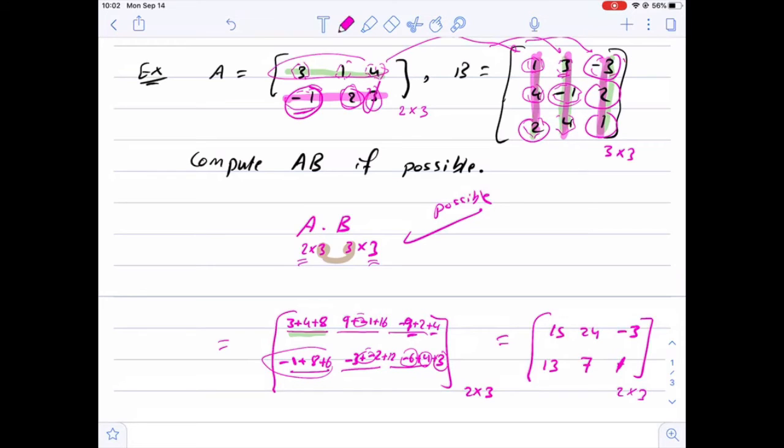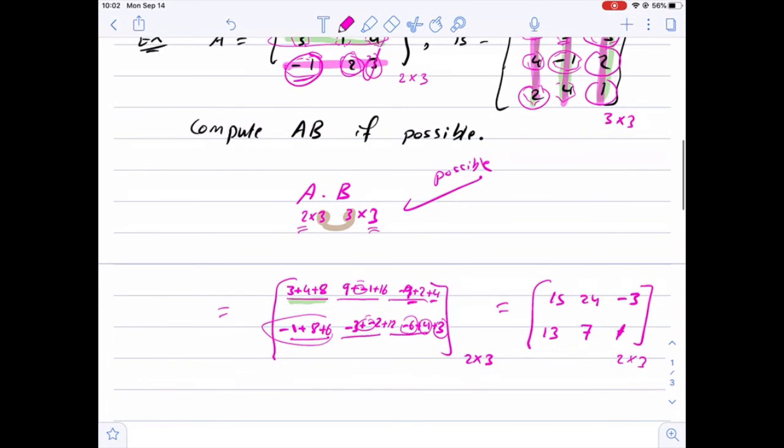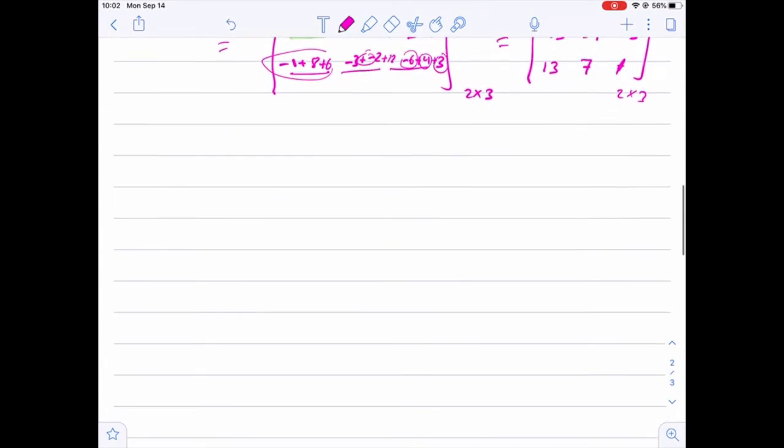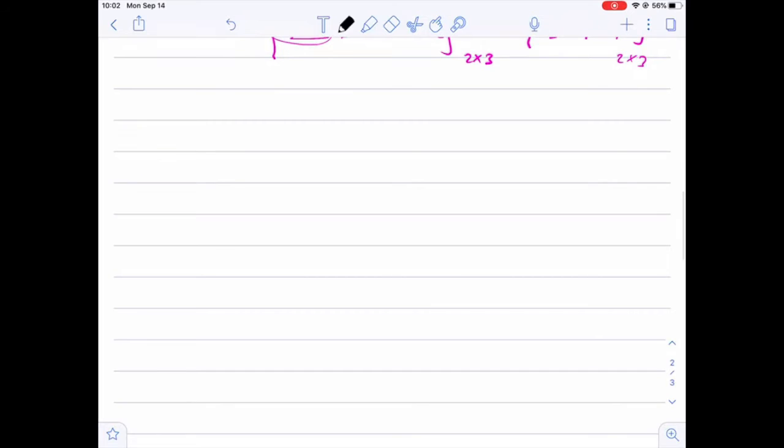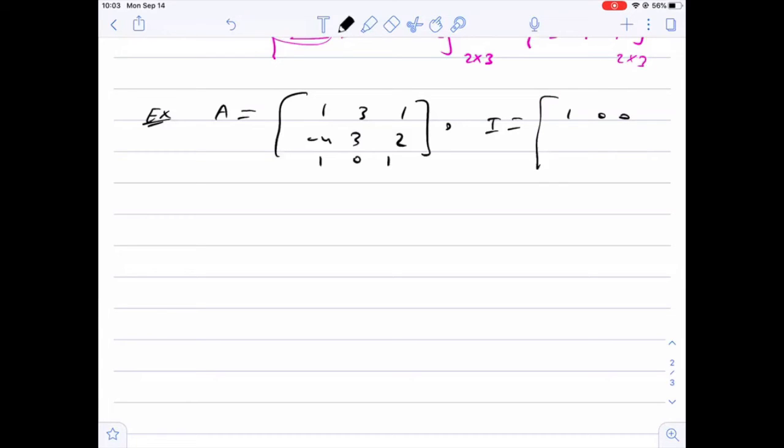Now if you understand this process, you can apply multiplication for any order as long as the multiplication is possible. Now let's talk about a special matrix. So if we have a matrix A that consists of 1, 3, 1 in the first row, -4, 3, 2 in the second row, 1, 0, 1 in the third row, and a matrix, let's call it I, which consists of ones on the main diagonal and anything else is 0.